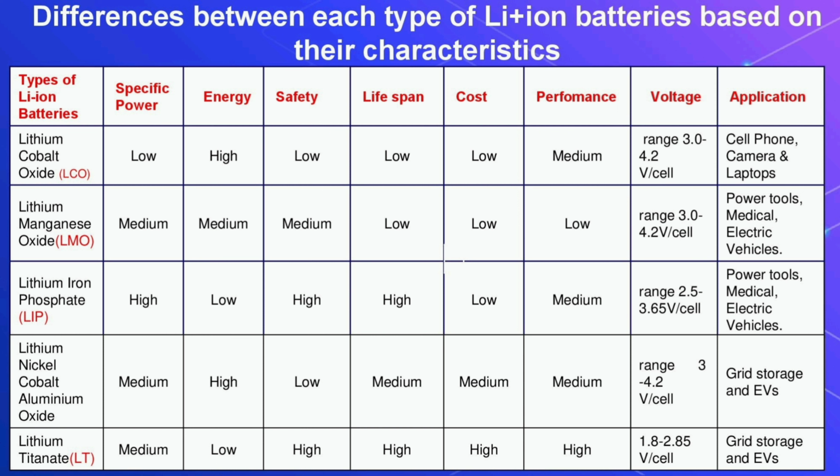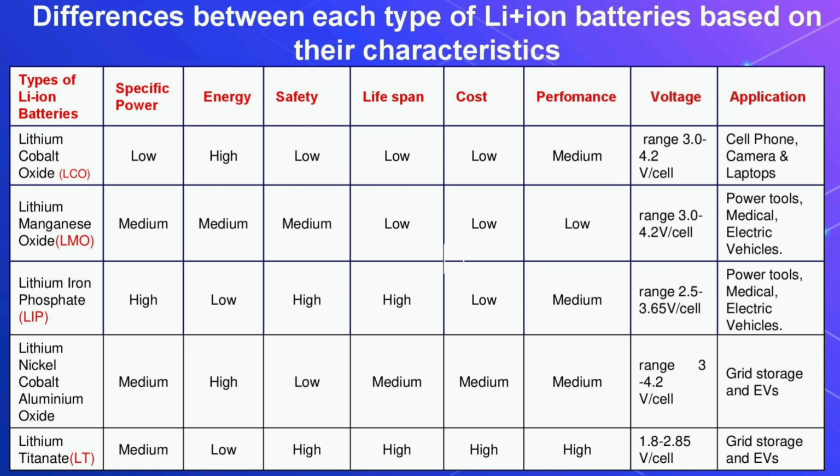What is the voltage range here? 3.60 volts nominal. Typical operating range is 3 to 4.2 volts per cell. Another one is lithium manganese oxide. The specific power is medium and specific energy is medium, and cost is low here. The performance is also low. The applications here are power tools, medical, and electric vehicles. The voltage range here is 3 to 4 volts per cell.